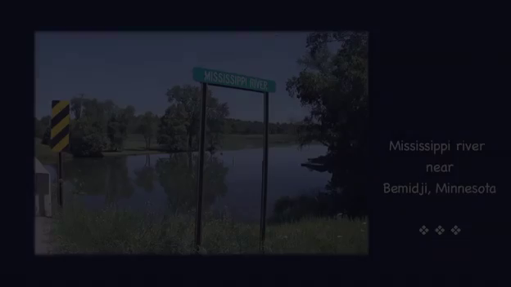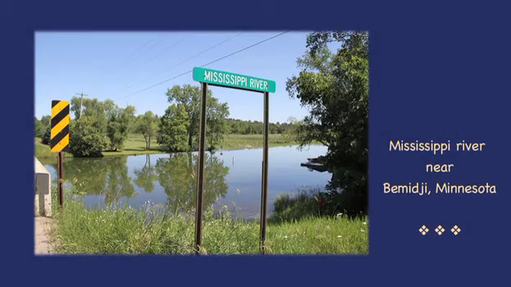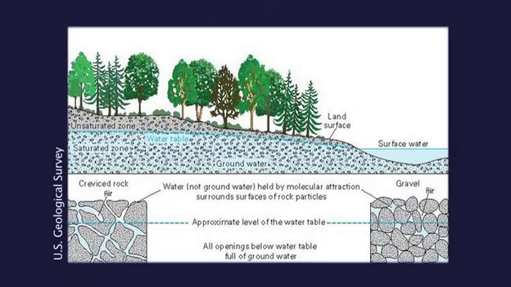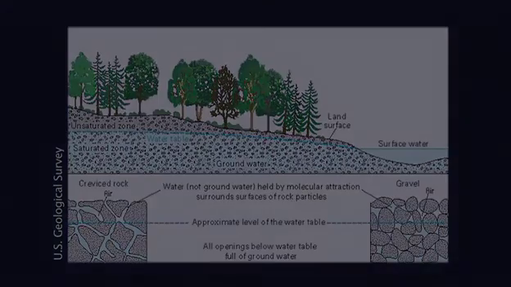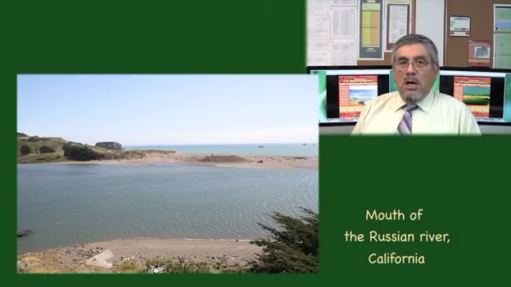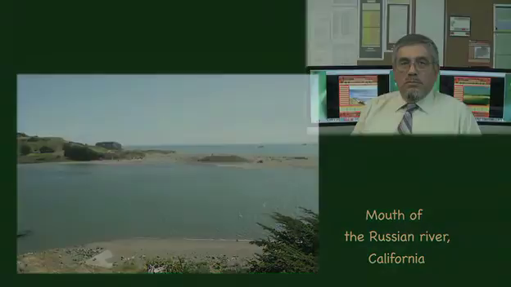Streams, lakes, and rivers: streams flow by gravity from headwaters to ocean. Aquifers: aquifers can hold great amounts of water. Oceans: all water originates in the ocean and returns to the ocean.